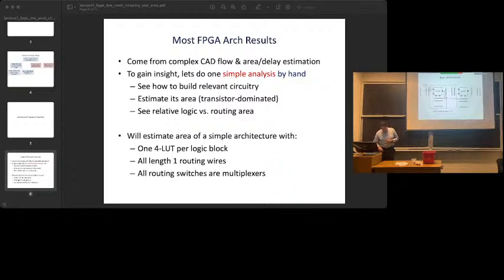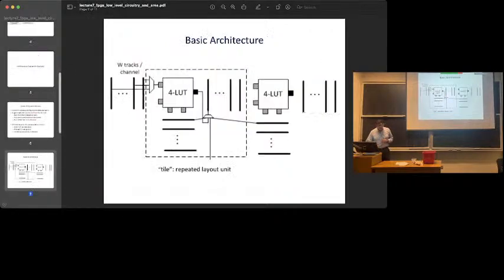Okay, so this is what our basic architecture looks like. Island style FPGA, we've got a 4-input lookup table. So 4 inputs, 1 output. I didn't bother putting a register in; you probably should if you wanted to make this for real. This is the repeated layout unit. It's called a tile. It is this 4-LUT and the piece of vertical channel to its right, and the piece of horizontal channel below it.